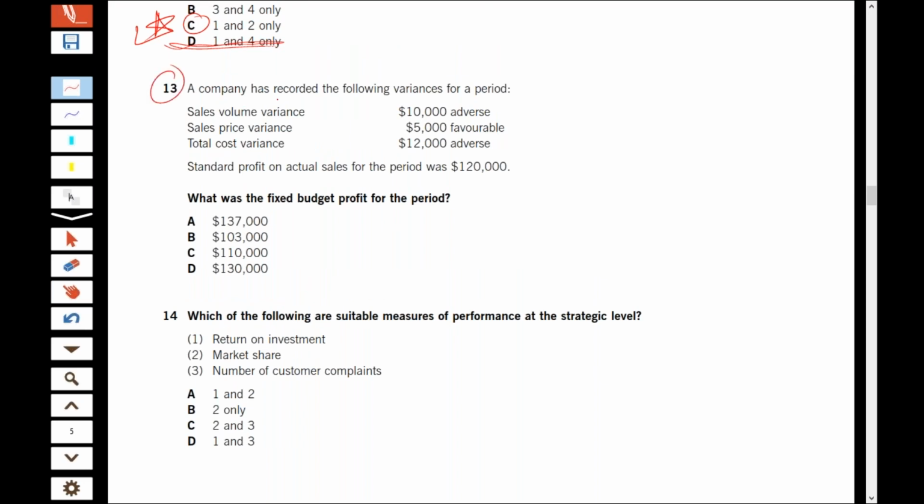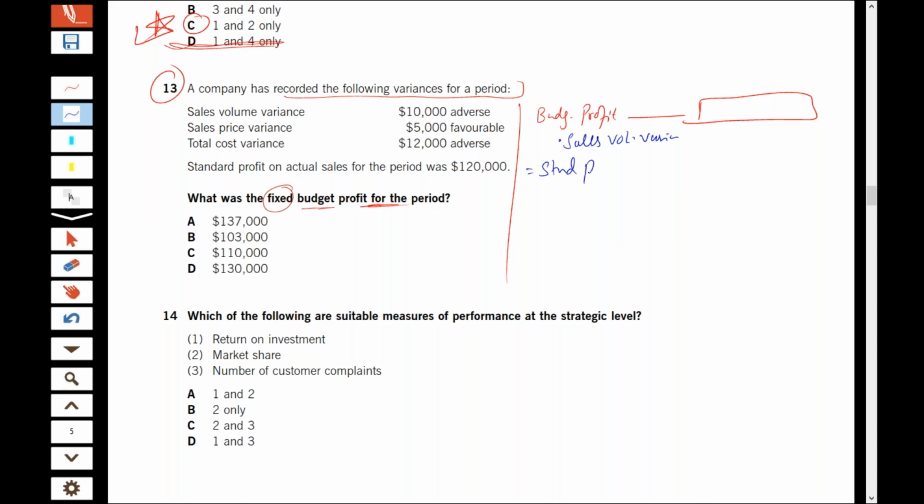A company has recorded the following variances for a period. What is the fixed budgeted profit for the period? See, you people might be remembering the format of the operating statement. How would you have produced the operating statement? That is budgeted profit. We don't know. Then you adjust the sale volume variance. Then the figure is called standard profit on actual sales.